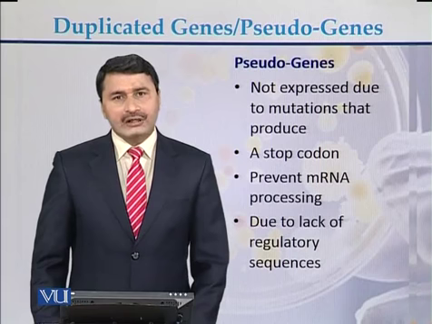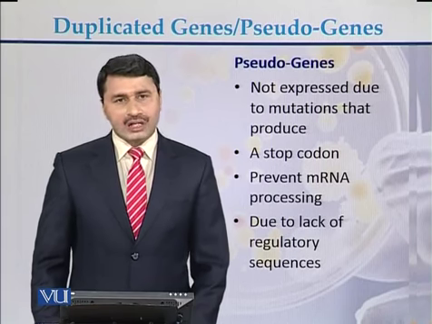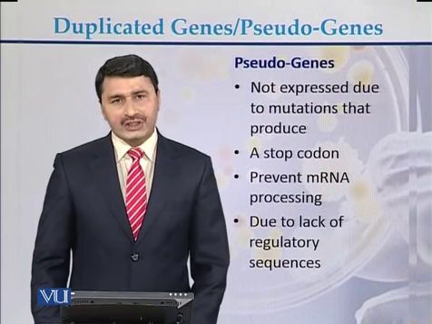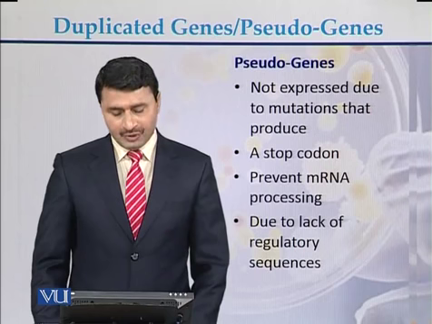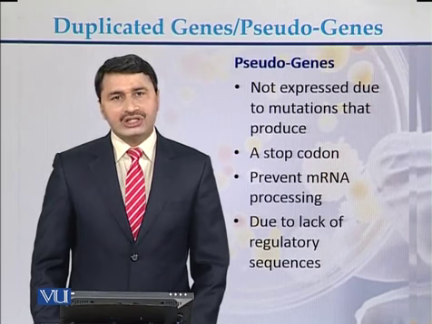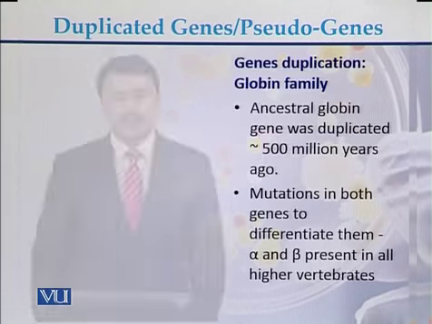The lack of expression can be because the mutation causes a stop codon, or the mutation prevents the expression of the messenger RNA, or there can be a lack of the regulatory sequences which are usually present with the genes. So here there are 2 pseudogenes. We can see that 5 are functional genes and these 2 are pseudogenes.